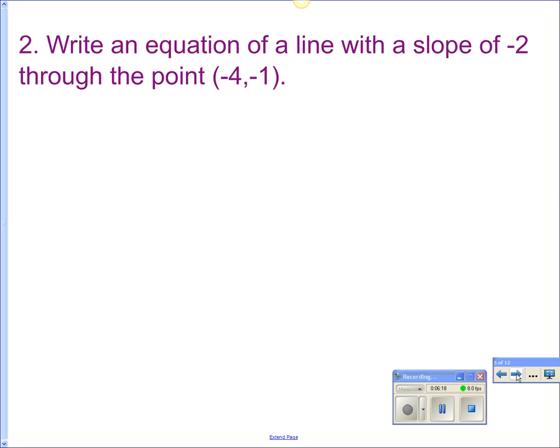So, number 2, write the equation of a line with a slope of -2 through the point -4, -1. Jacob S., what's something I want you to write on your paper? M equals what? -2 on this one. Okay, M is slope. Okay, so you need to write that on your paper. M equals -2.